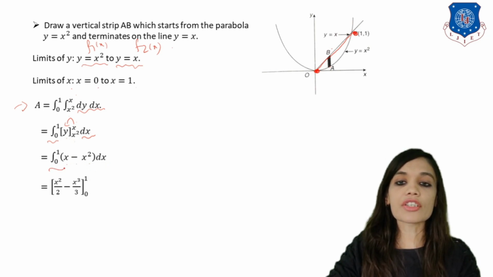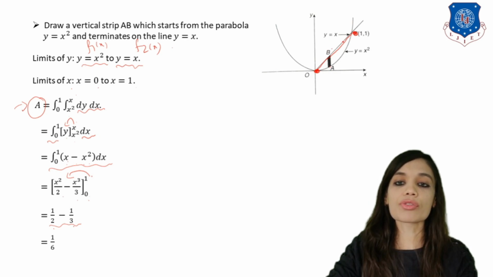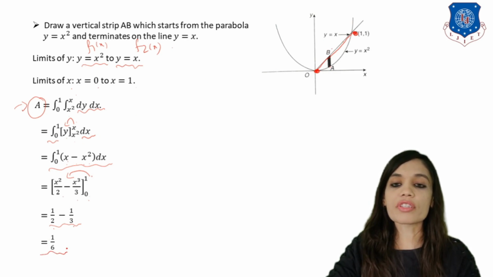Now just do the integration of this with respect to x. So the integration of x will be x square by 2 and the integration of x square will be x cube by 3, and your limits are 0 to 1. Okay, so now let us put the limits. Firstly put 1. So what you will get is 1 by 2 minus 1 by 3. On putting 0, the whole term will go to 0, right? So finally on simplification you will get your answer of the area bounded between the parabola and the line y is equal to x as 1 upon 6.